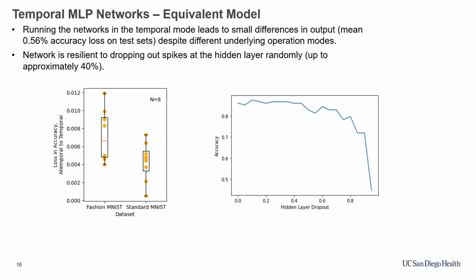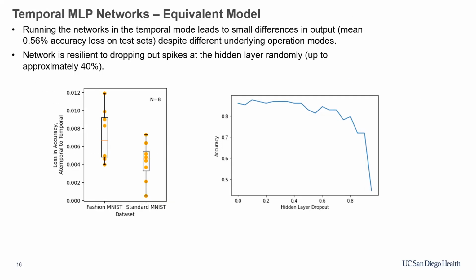And running it in the temporal mode, the spiking mode, versus the more traditional complex sum and angle only gave very small differences in output for these networks. We only saw half a point drop in accuracy, despite this very different underlying operation mode. And this network was even resilient to random dropout of spikes. So random loss between layers of spikes, we saw we could get rid of around 40% of those spikes randomly before it really started degrading significantly, though more complex networks on tasks like CIFAR10 were less resilient overall.